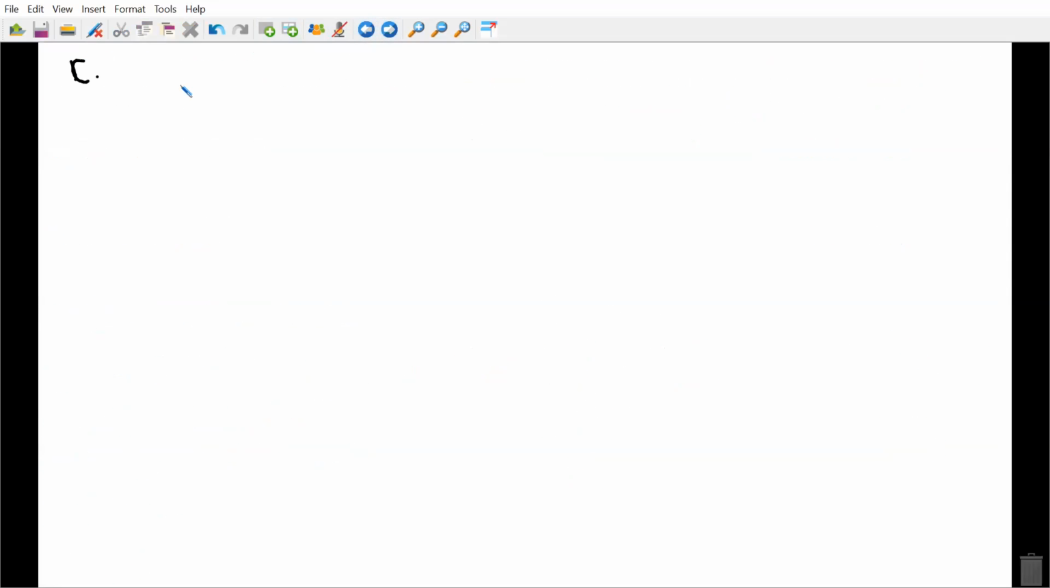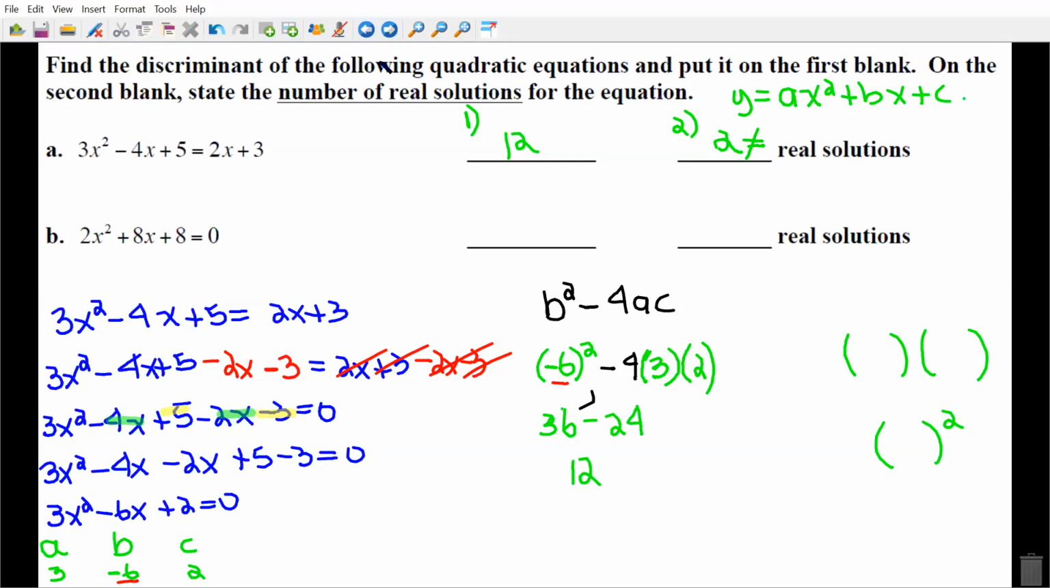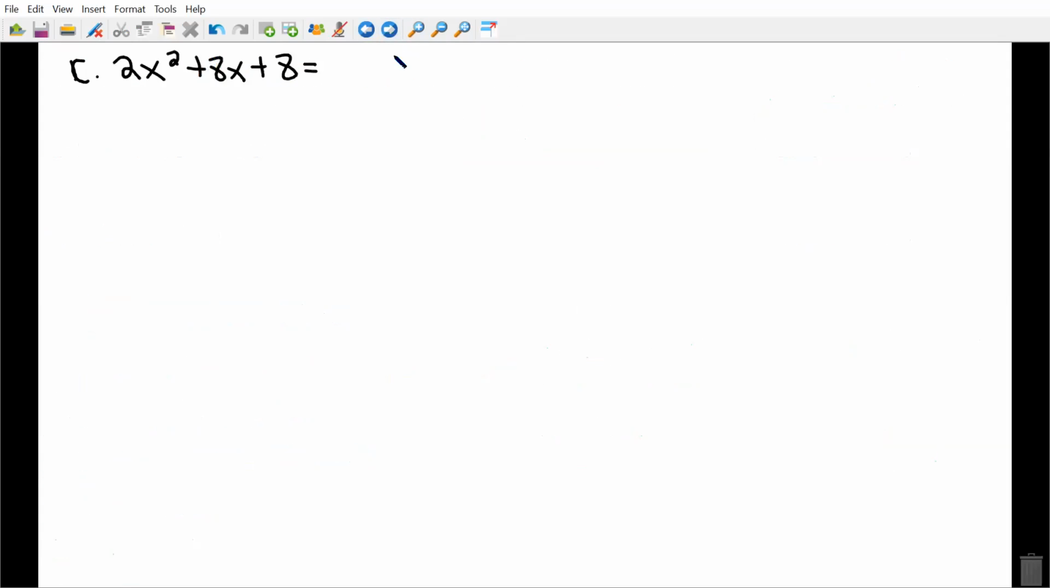2x squared plus 8x plus 8 is going to be equal to 3x squared minus 6x.